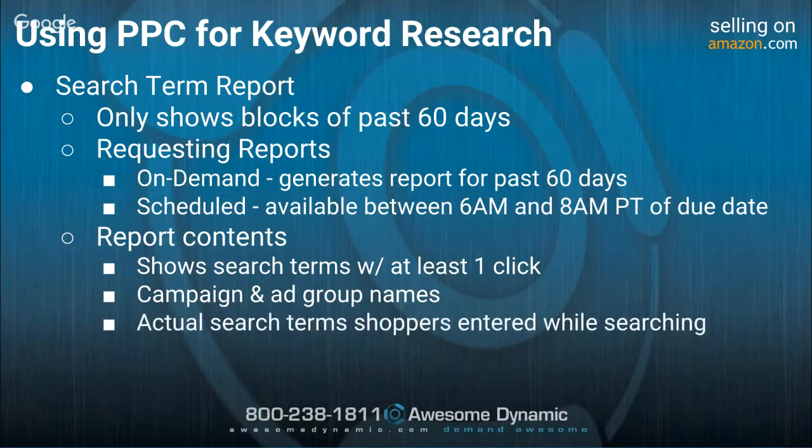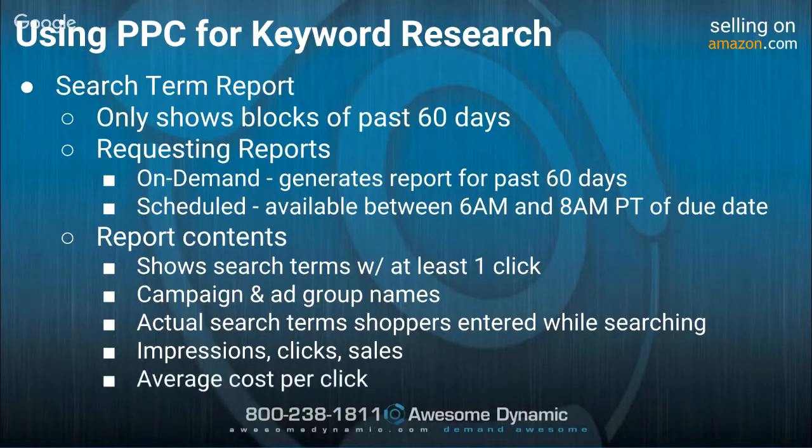The actual search term the shopper has entered, so it tells you what the customer searched for that resulted in your automatic ad showing up. Then, of course, it'll show you how many impressions, how many clicks, and how many sales that search term generated. And lastly, it'll show you an average cost per click. It's going to show you a lot more information, but that's really the most important information that you want to know about.